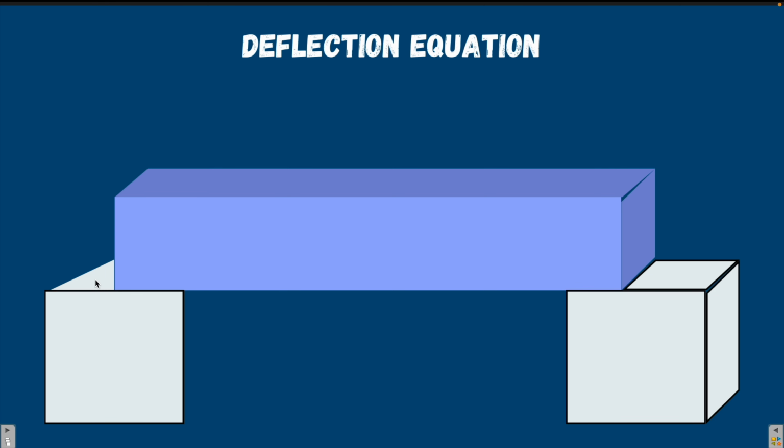In this lecture we are going to derive the deflection equation. So without any further ado, let's start. Here you can see there is a beam. Suppose that there is some loading on the beam which is causing pure bending.